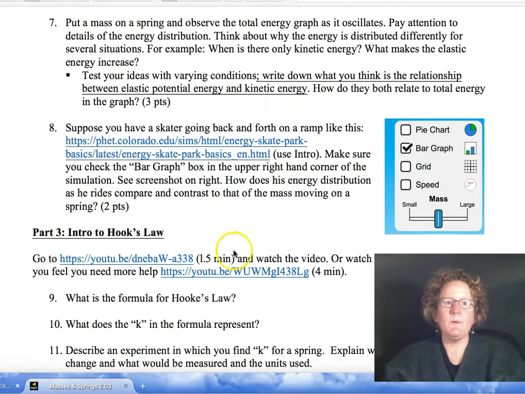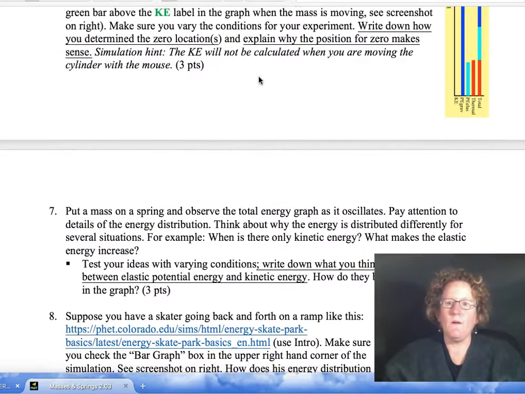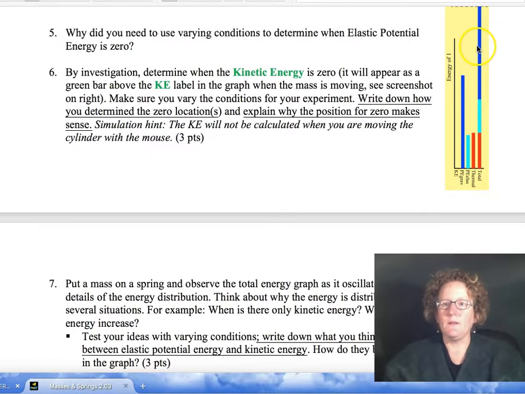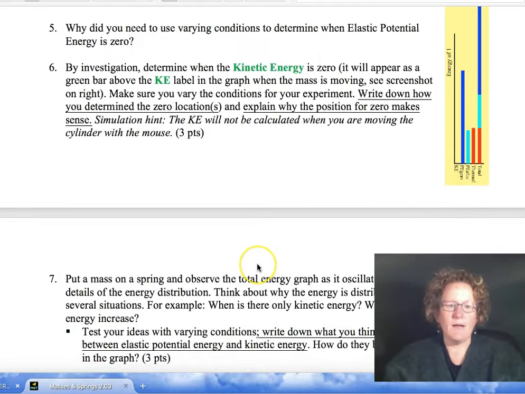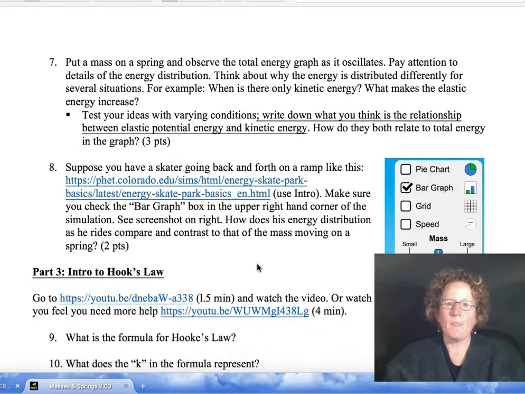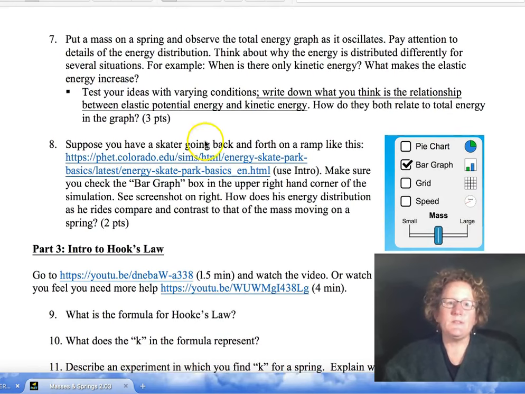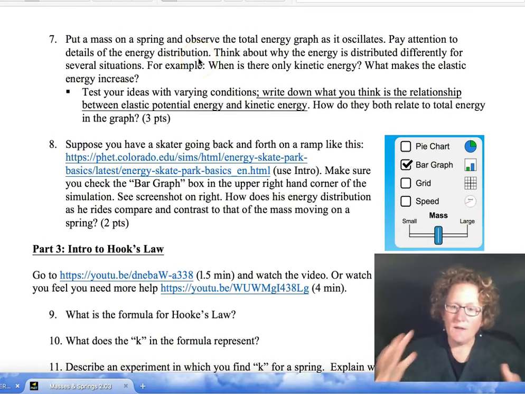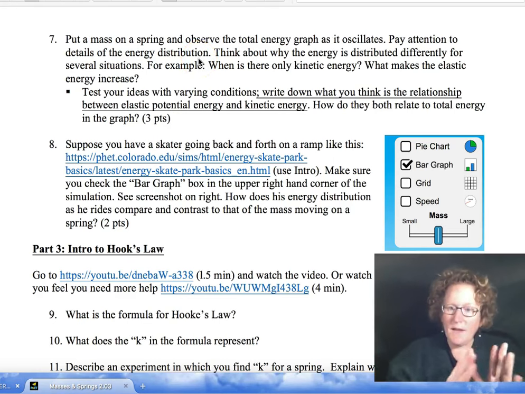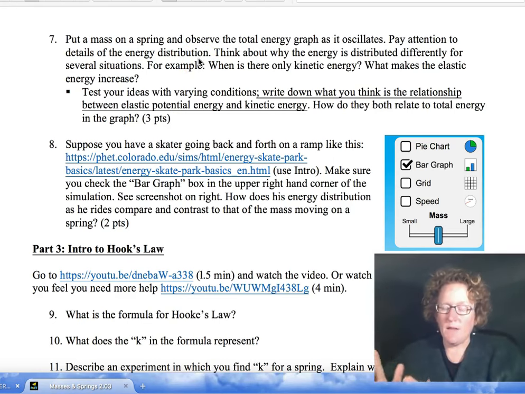For number 7, we want to put a mass on the spring and observe the total energy graph as it oscillates. The total energy graph, remember, is all the way to the right. It'll look like this in the simulation, where it says total. And it's adding up all the kinds of energy in the graph. Pay attention to the details of the energy distribution. In other words, when is there a lot of kinetic energy in the total? When is there a lot of elastic potential? And when is there a lot of potential due to gravitational position?